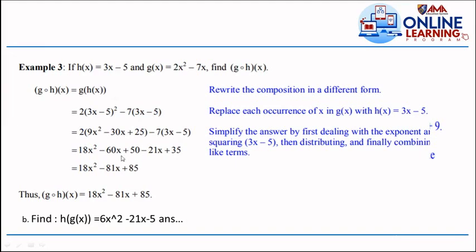Okay? So, collecting like terms, yung negative 60x, negative 21x, we have negative 81x. 50 plus 35, we have 85. So, your answer is 18x squared minus 81x plus 85. Okay? Any questions po? Example number 3, letter A. Okay lang?